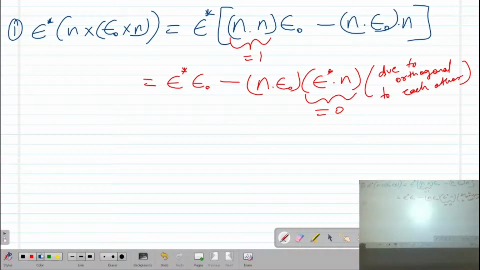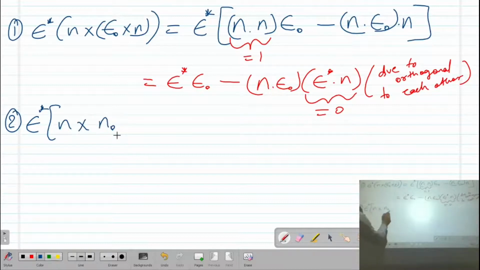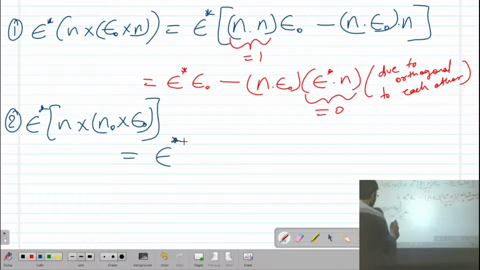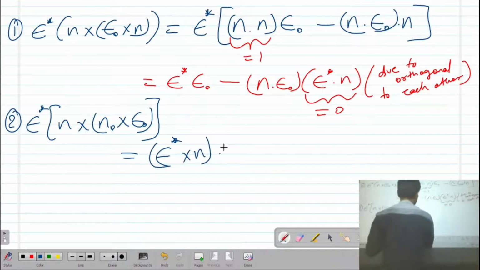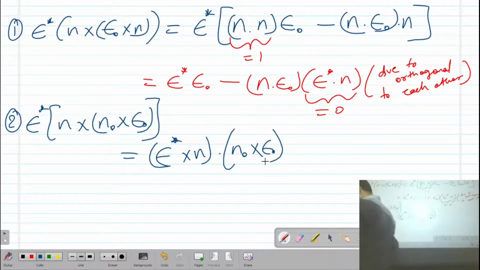Now, number 2 is this epsilon star n cross n0 cross epsilon 0 is equals to, this is nothing but ABC, remember, into n dot n0 cross epsilon 0. So this is just the final term.